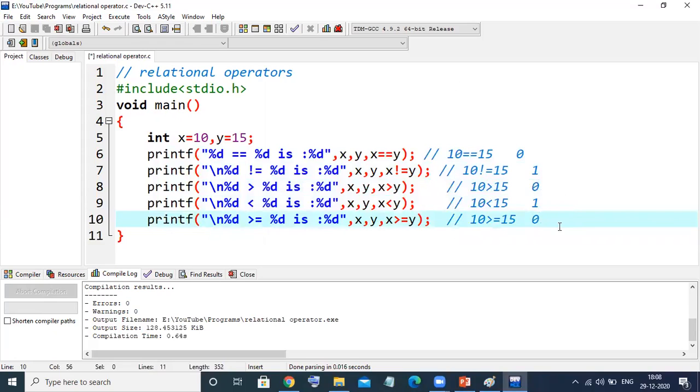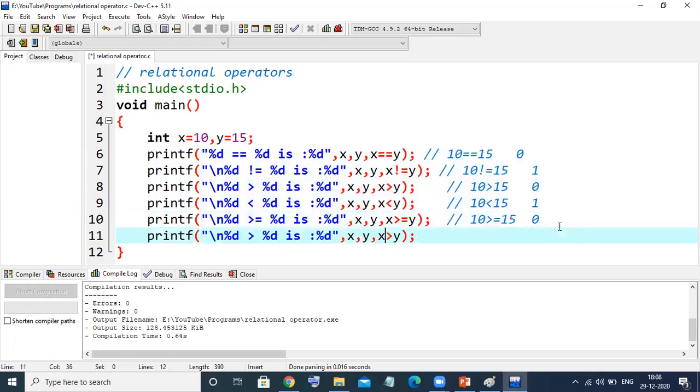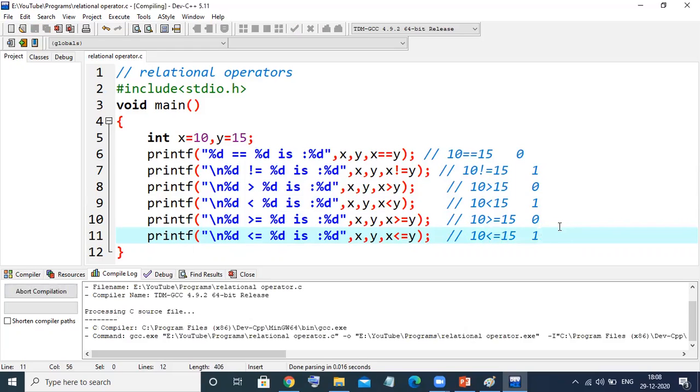Okay, and the last one I'll tell you, is it less than or equal to? No, it's not less than or equal to, it's less than only. So 10 less than or equal to 15. Okay, the first condition is satisfied, so no problem, it's going to print 1 here. Let us check here.